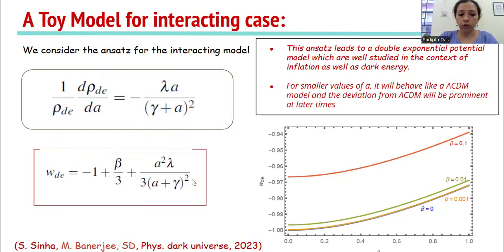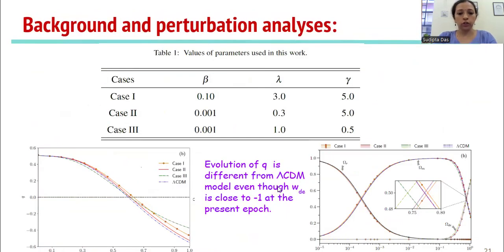What we found is that for this particular ansatz, for smaller values of A, it will behave like a lambda CDM model, and as we go higher, at the present time, it deviates from the lambda CDM model. So this model serves as an alternative to lambda CDM. Now, for this model, we wanted to look at the strength of interaction. Remember, beta is the strength of interaction, so we have chosen different values for beta. In case 1, we have chosen beta to be around 0.1, whereas for case 2, we have chosen the strength of interaction to be quite small, 0.001. For lambda and gamma, the two other parameters of the proposed model, we choose some arbitrary values and some different ranges.